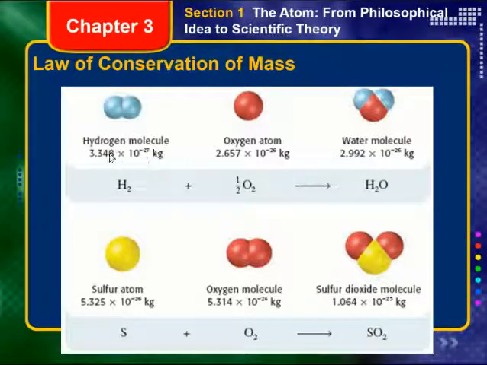And then if we were to take these masses, 3.348 times 10 to the negative 27 kilograms, and then add it to 2.657 times 10 to the negative 26 kilograms, we would have the mass of a single water molecule, 2.992 times 10 to the negative 26 kilograms. And so every atom, and every bit of mass that is present in the reactant side of a reaction is present on the product side of that same reaction.